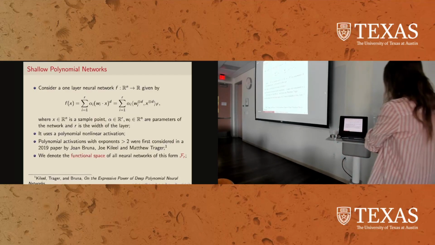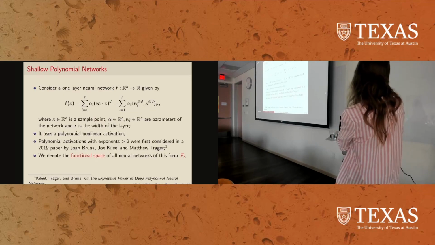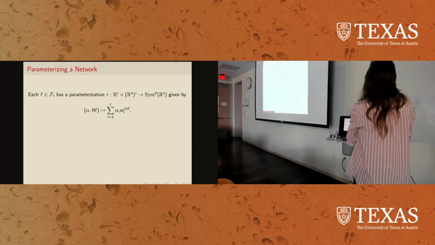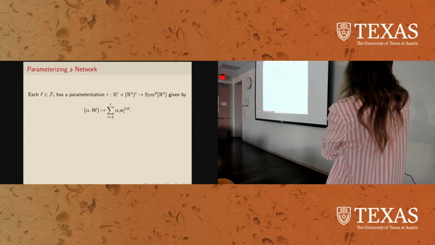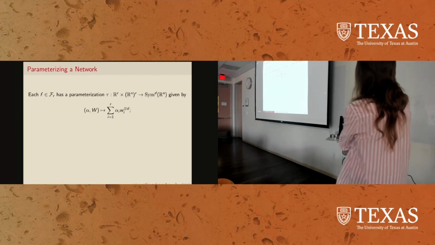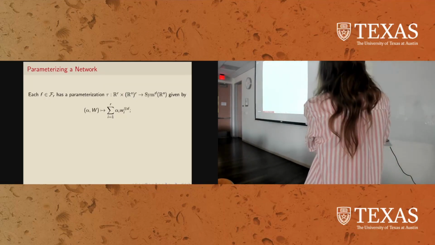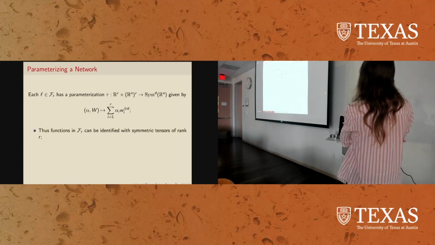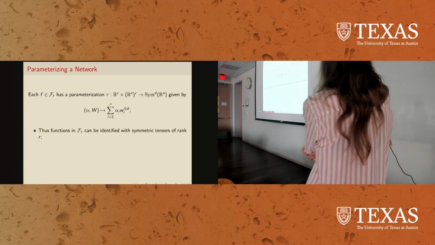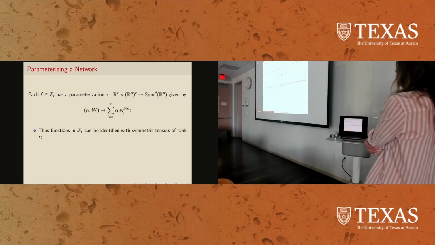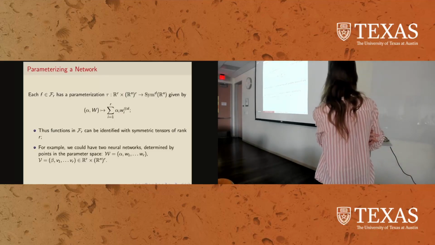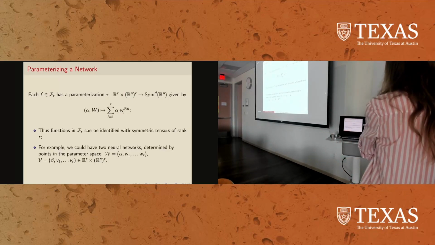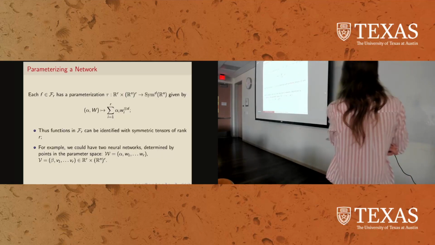Now, all the neural networks of this form a functional space. We call it calligraphic F sub r, and this is a semi-algebraic set. If we remove the data for a second, we can consider this parameterization map tau that goes from the parameter space to this functional space. Just by looks of it, maybe it's somewhat obvious that those functions in F sub r can be identified with symmetric tensors of rank r. Furthermore, if you're given 2 points in the parameter space, like this calligraphic W, calligraphic V, those points uniquely identify a function in F sub r.